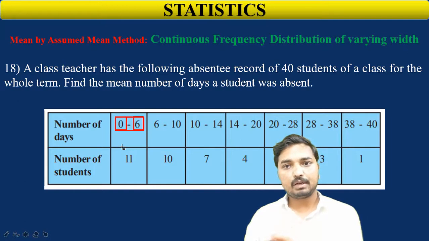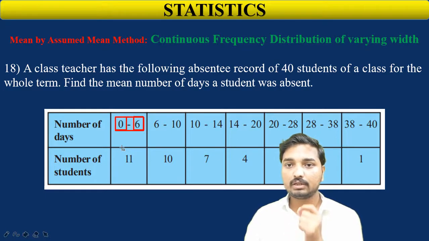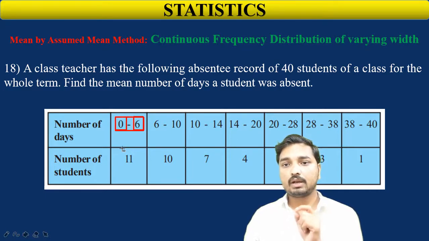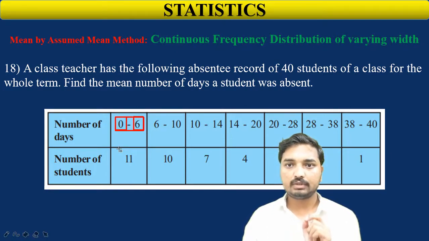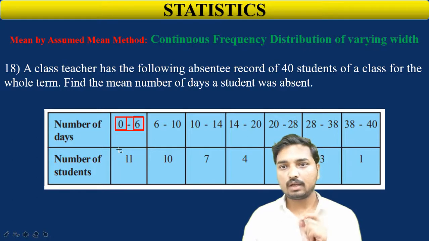If you take the upper limit minus the lower limit, the difference, it is called the width of the class interval, or the class size. Remember, class size and width of the class interval are one and the same. Upper limit minus lower limit gives the width of the class interval, or the class size.